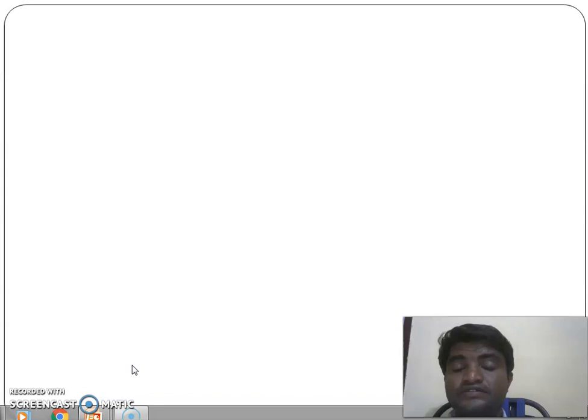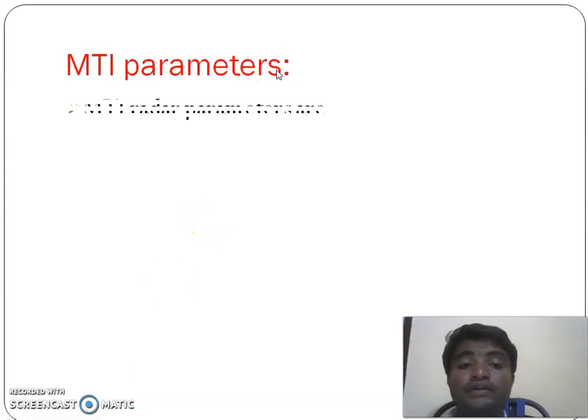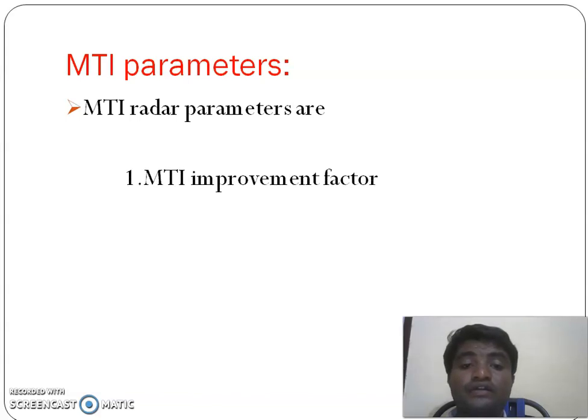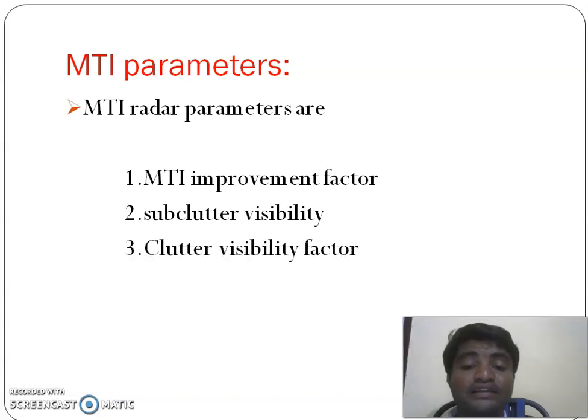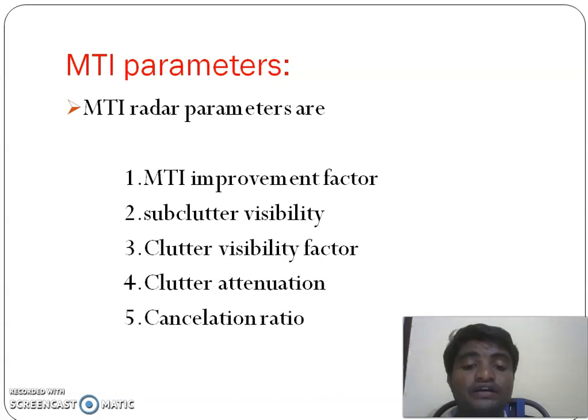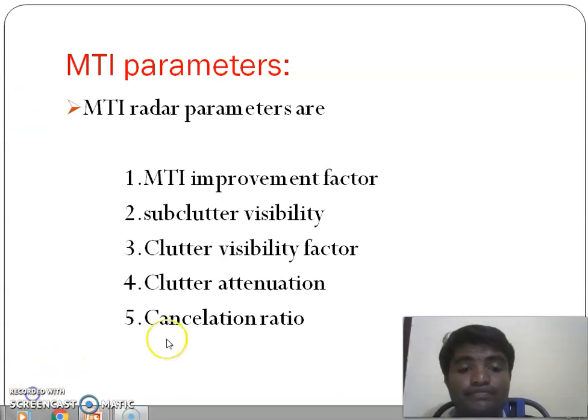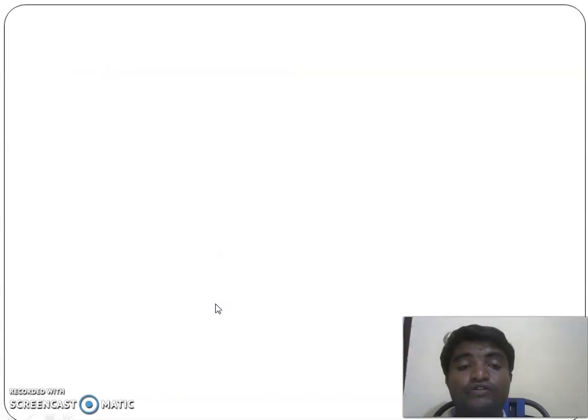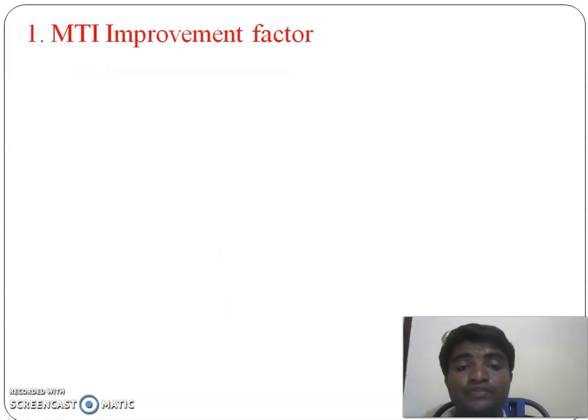In today's class, I am going to discuss different MTI parameters that will indicate the performance of MTI radar. The MTI parameters are MTI improvement factor, subclutter visibility, clutter visibility factor, and clutter attenuation and cancellation ratio. The first one is the MTI improvement factor.